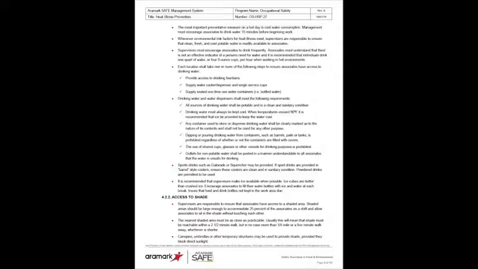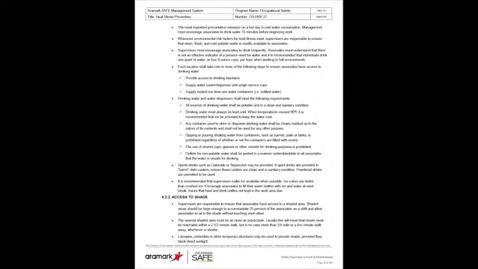All sources of drinking water shall be potable and in a clean and sanitary condition. Drinking water must always be kept cool. When temperatures exceed 90 degrees, it is recommended that ice be provided to keep the water cool. Any container used to store or dispense drinking water shall be clearly marked as to the nature of its contents and shall not be used for any other purpose.